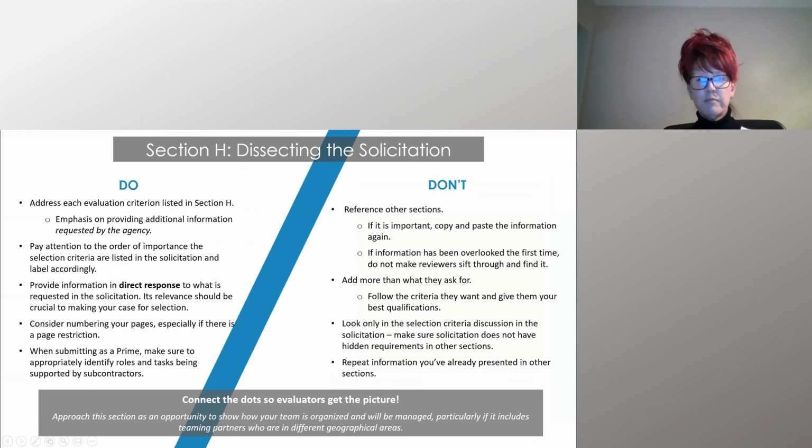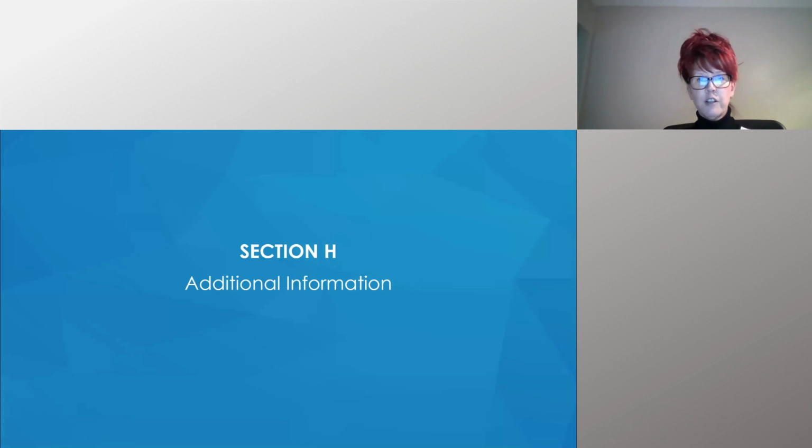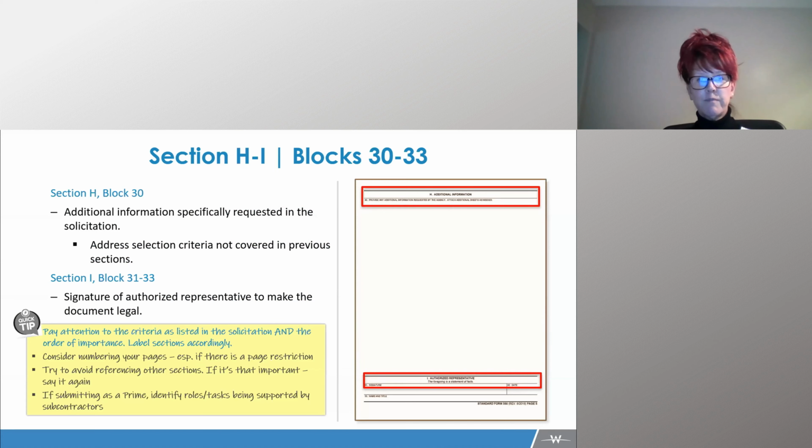On to section H. This is your additional information. Whoops, got ahead of myself here. Alrighty. Use this section to provide additional information specifically requested in the solicitation to address selection criteria that is not covered by information provided in other previous sections. This information should be in direct response to what is being requested in the solicitation, or its relevance should be critical to making your case for selection.